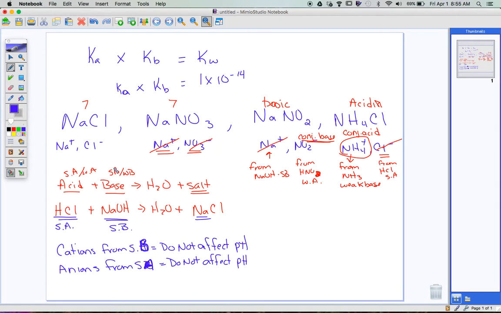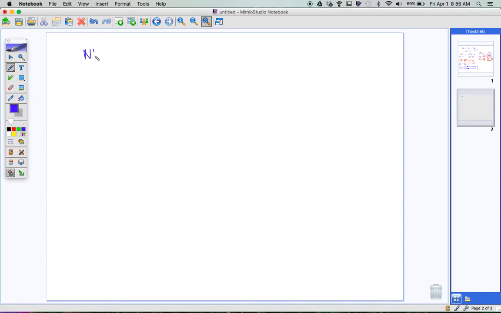There are times you can have cations and anions that both affect the pH. Let's look at one of those. What if we had the NH4 and the NO2 together? How would we decide which one affects the pH? They both do, so one has to be affecting it more than the other. We would have to find their Kas and Kbs and see which one's bigger.